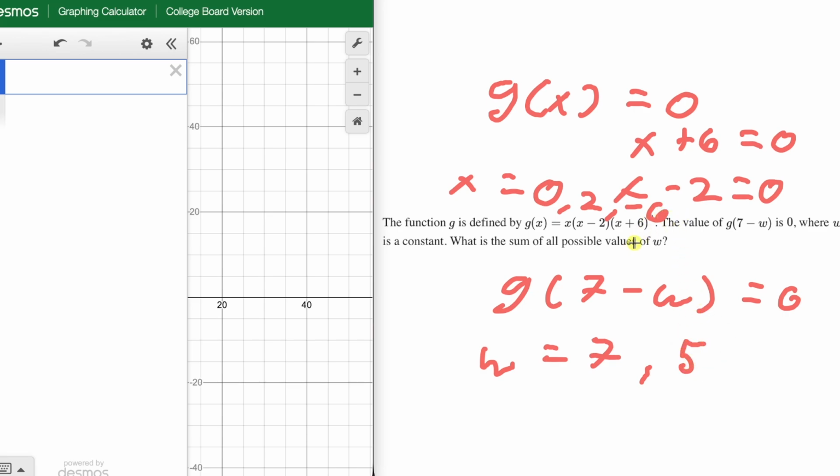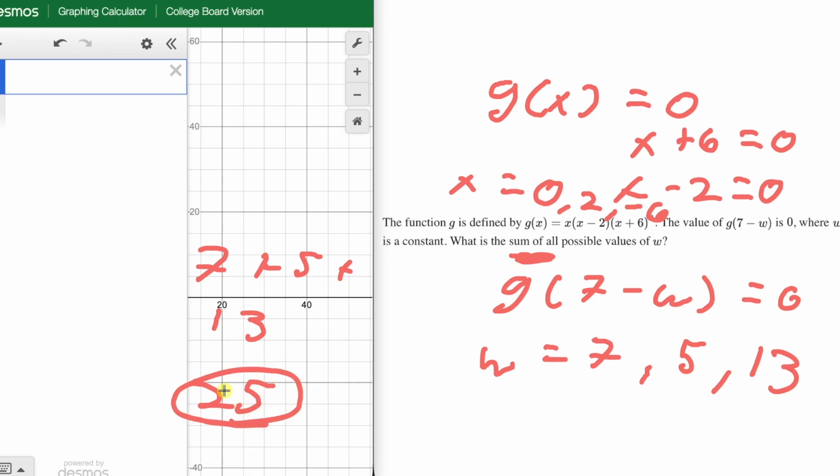And then also negative 6. So 7 minus what equals negative 6? 7 minus 13 equals negative 6. So 13 is our other possible value of w. And here it's asking for the sum of them. So what I would do is just add 7 plus 5 plus 13, and I would get 25. So our answer here is 25. It's the sum of all possible values of w.